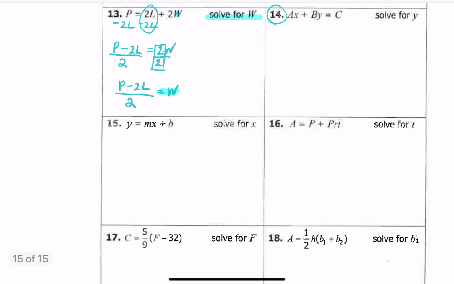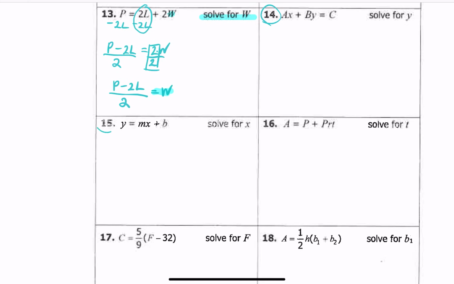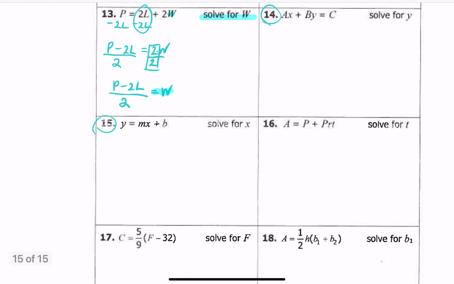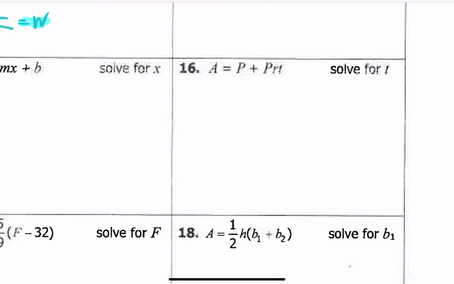Number 15 also you can do on your own. Number 16 we'll do together. So let's look at number 16. We're solving for t. Here's t. It's kind of similar to the other ones we just did. T's being multiplied by some stuff, but then it's also got p being added. So we're going to get rid of that adding part first, and we're going to subtract p to make that a 0. So you end up with A minus P equals P R T.